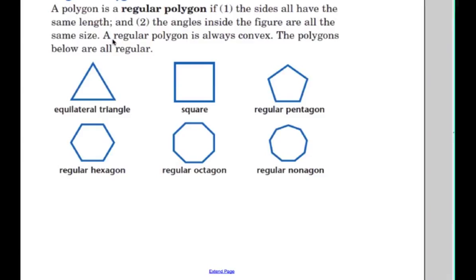A regular polygon is always convex. The polygons below are all regular. So here's an example. An equilateral triangle is a regular polygon, just like a square is a regular polygon. We can also have a regular pentagon, and that's what we name it, regular pentagon. Hexagon, octagon, and nonagon. These are examples of regulars.